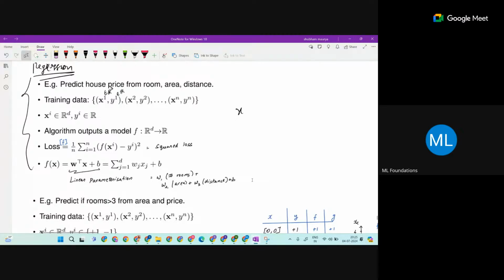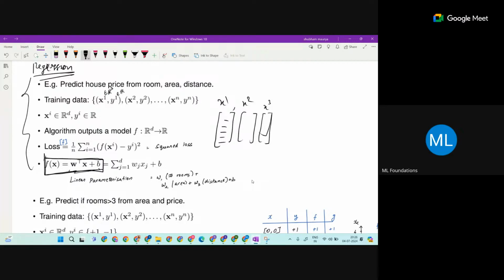So in regression, you have some set of data, x superscript 1, x superscript 2, x superscript 3. Each x is a vector, maybe from R4 or R3, depending on how many dimensions there are. Using this set of data, we'll try to build a model, and the model would be of this kind.